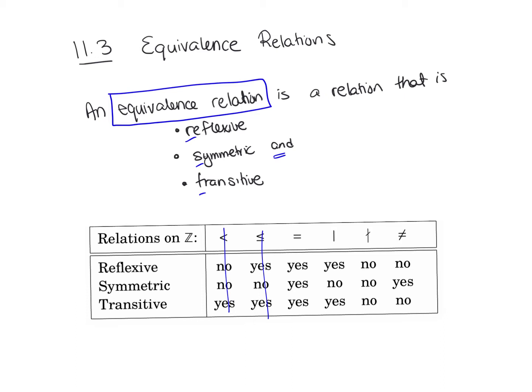So that's not. Equals is, but none of the rest of these are. So equals is our first example of an equivalence relation.